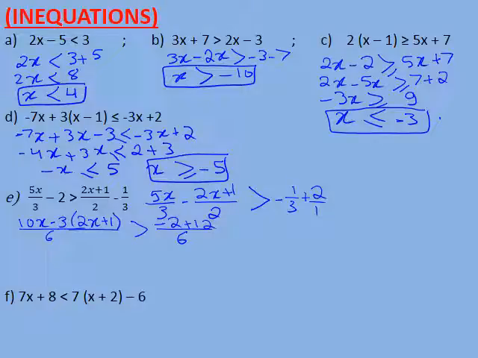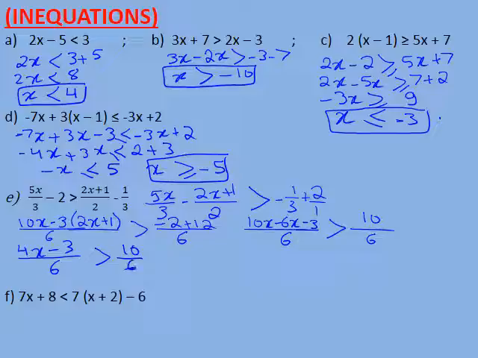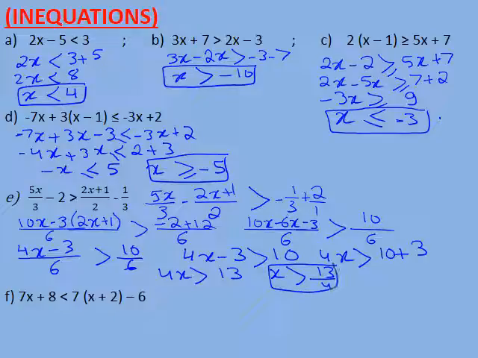Let's solve the first one. We don't cross out 6. We write 10x minus 6x minus 3 over 6 greater than 10 over 6. 10x minus 6x is 4x minus 3 over 6 greater than 10 over 6. Now we divide both sides by 6. We will have 4x minus 3 greater than 10. Then, Hassan, 4x greater than 10 plus 3, then x greater than 13 over 4. This is the solution of the inequality.